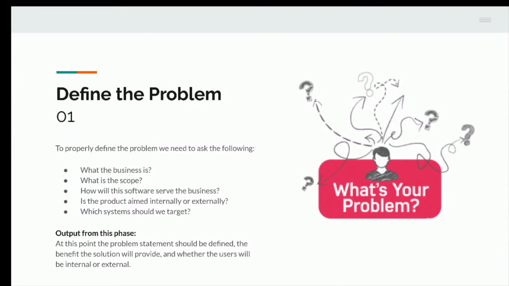But that's going to help you down the road when you try to get into the nitty-gritty details of designing and developing the software. Again, we answered how will this software serve the business. We kind of answered that. Another important question is: is the product aimed internally or is it aimed externally? Now, what do we mean by that?